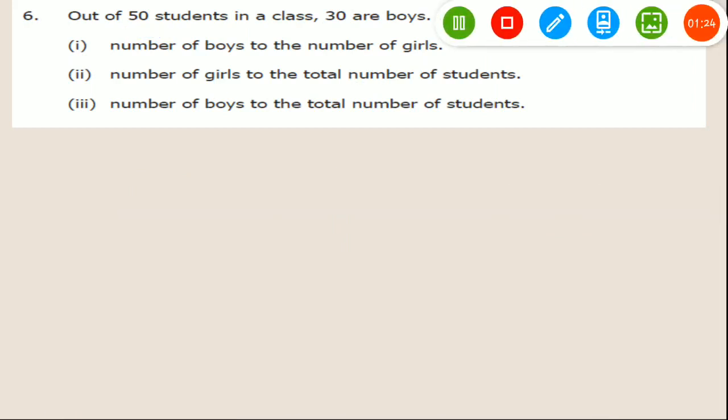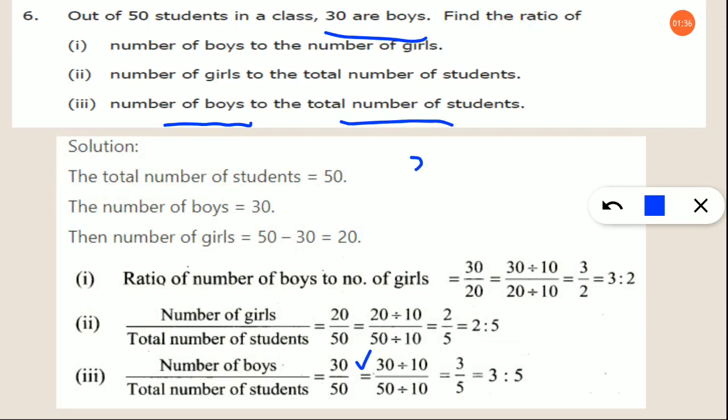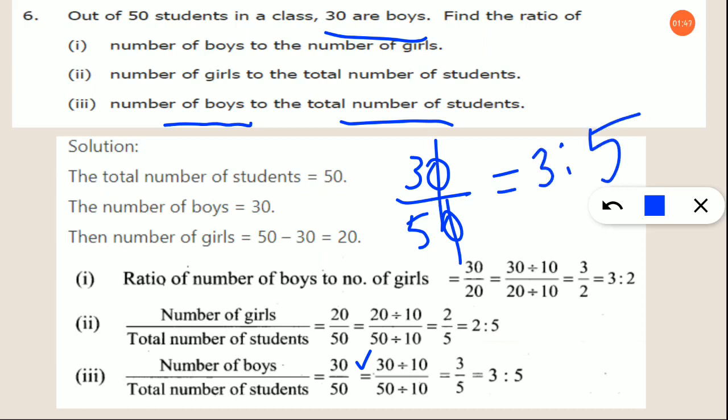Clear? Same way, third subdivision. Number of boys to the total number of students. That means, first the number of boys count is 30. So you are writing 30. And then the total number of students is 50. And then what we have to do? You are going to cancel it out. So the ratio will become 3:5.